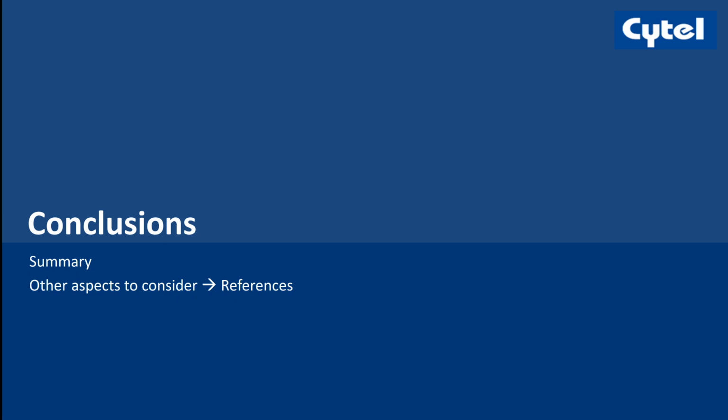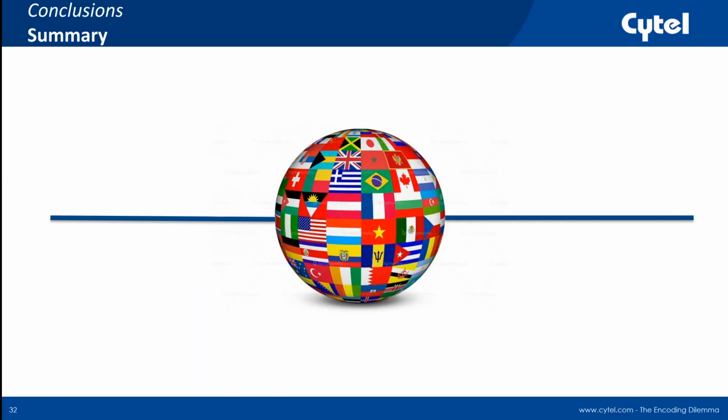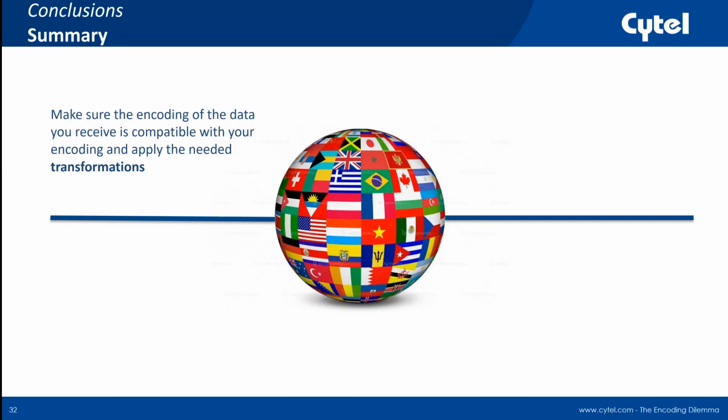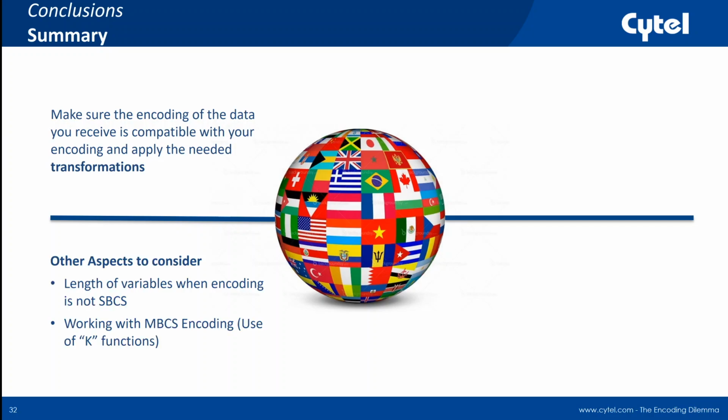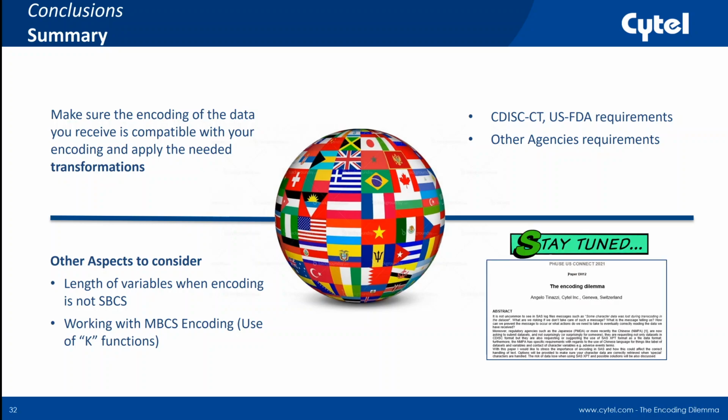Reaching the end of my presentation with a quick summary and some final recommendations. First, make sure to verify the encoding used by the datasets you receive. You should now be aware of some of the implications of moving datasets between different environments using different encodings. And verify that the contents of your datasets satisfy the regulatory agency requirements with regard to the use of special characters. And last, stay tuned and you can get more tips in the paper we will publish after the conference.